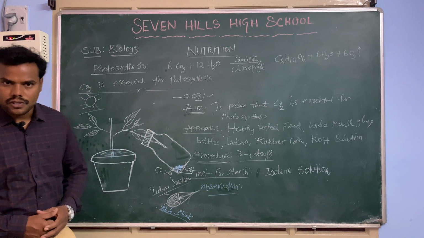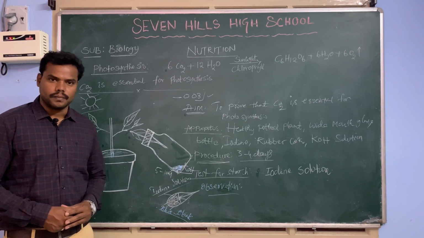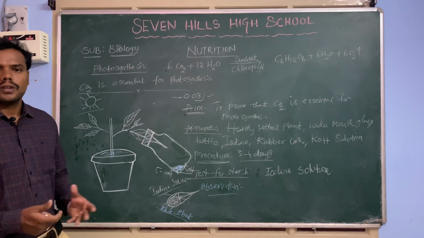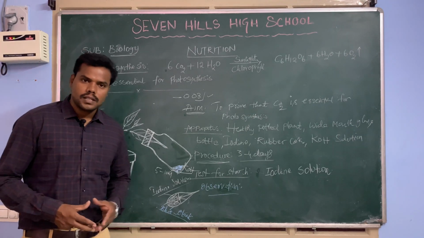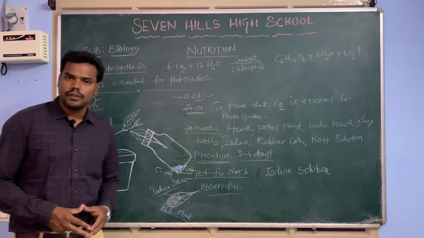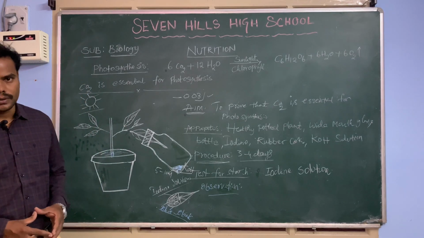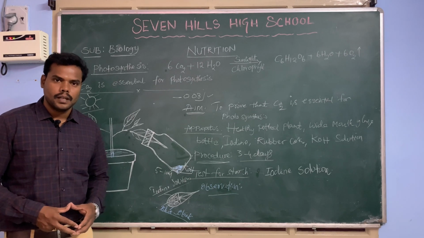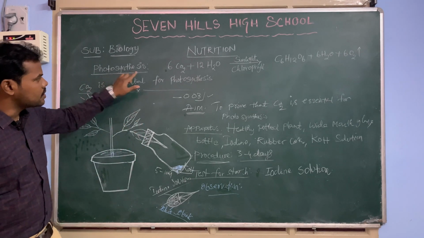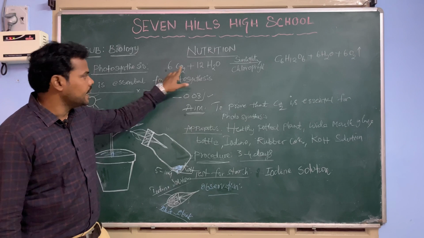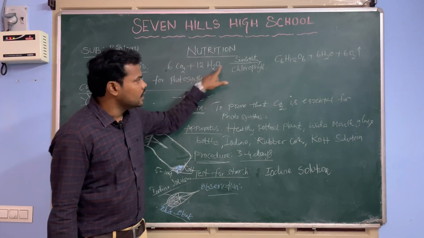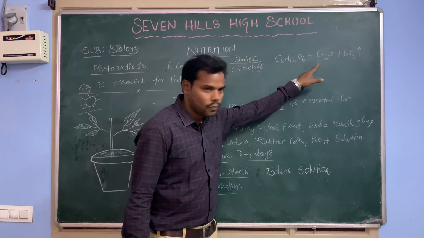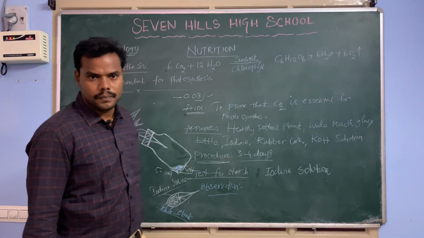In the last class, we studied autotrophic nutrition. In autotrophic nutrition, we studied that photosynthesis is a process which is helpful for preparing food material in the autotrophs, that is, in all the green plants and a few photosynthetic bacteria. We have already studied that photosynthesis absorbs carbon dioxide, which reacts with water in the presence of sunlight, and it produces glucose and releases water and also oxygen.